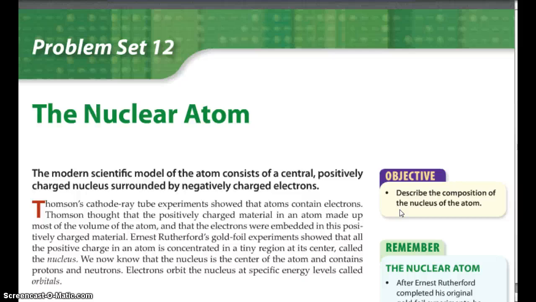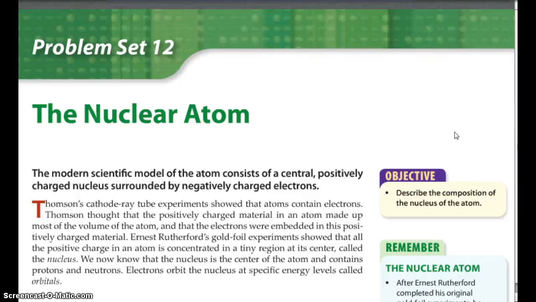But if we just look at the nucleus, all that is in the nucleus are the protons and neutrons. Neutrons are neutral, the protons are positive, so the nucleus is always positive because the negative electrons are zipping around the outside. Thomson's cathode ray tube experiment showed that atoms contain electrons. Thomson thought that the positively charged material in an atom made up most of the volume of the atom and that the electrons were embedded in this positively charged material.